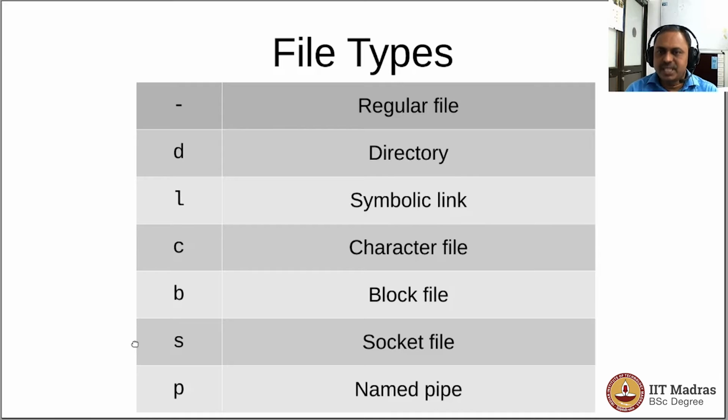So whenever you see any directory listing, if the first character happens to be a hyphen or a D, that means it is in familiar territory, what we are normally used to. If the first character happens to be C or B or S or P, then you should be careful with such files, because you should know what you are doing when you try to modify those files.